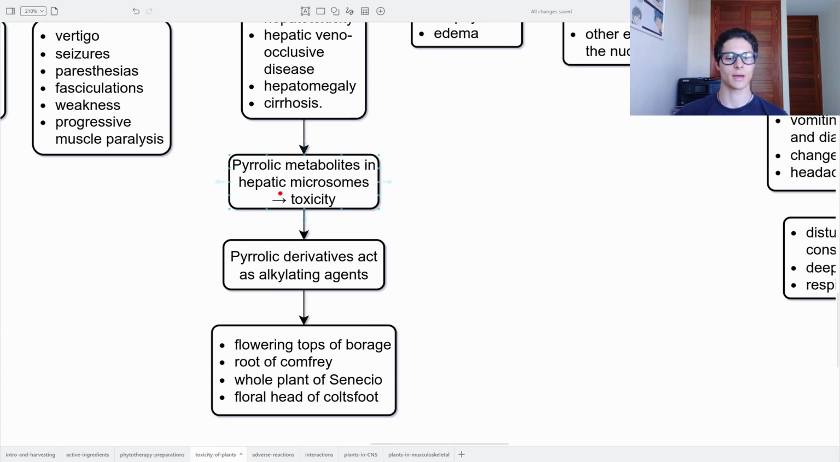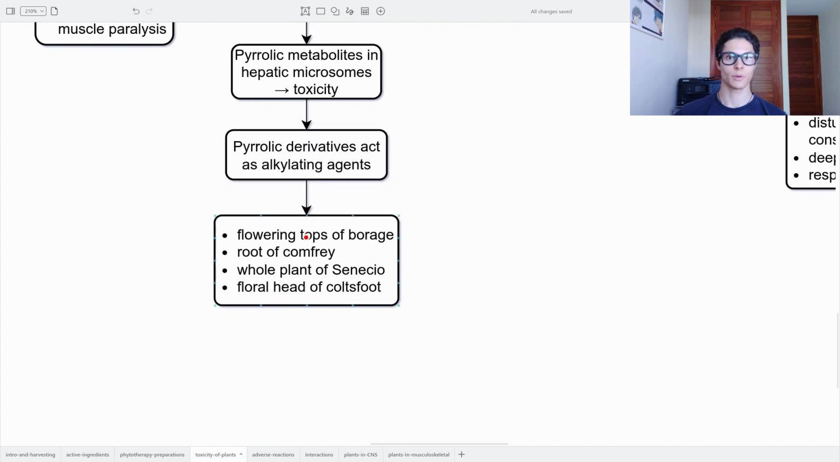Pyrrolic metabolites in hepatic microsomes are the ones that produce the toxicity, and the pyrrolic derivatives act as alkylating agents. And we can find these pyrrolizidine alkaloids in flowering tops of borage, the root of comfrey, the whole plant of senecio, and the floral head of coltsfoot.